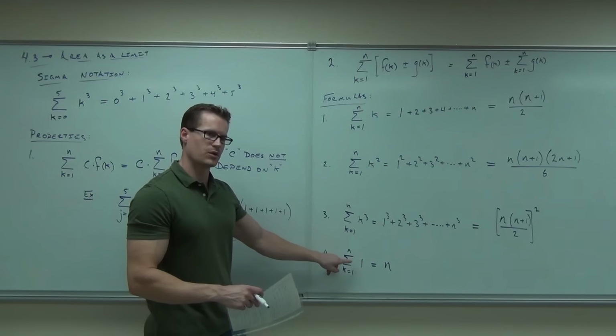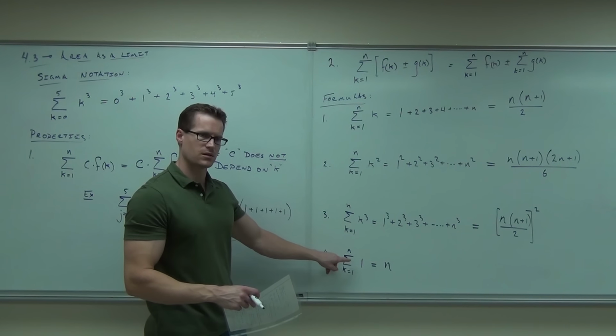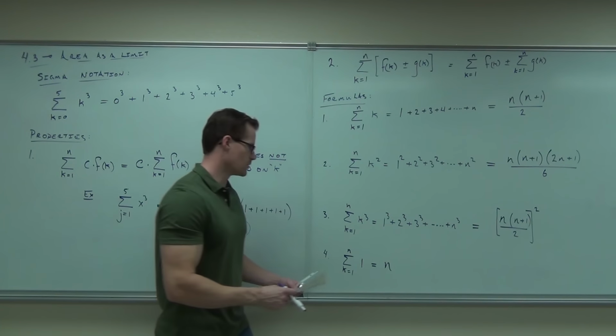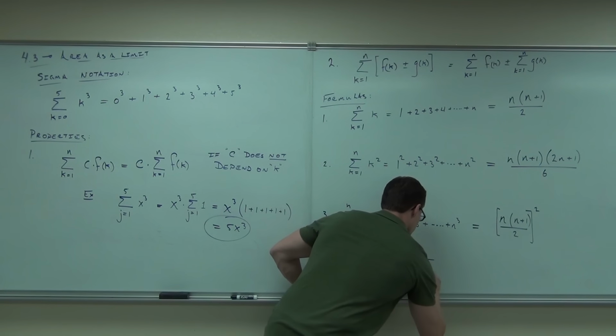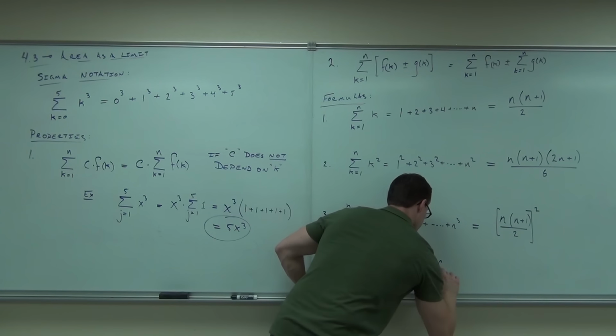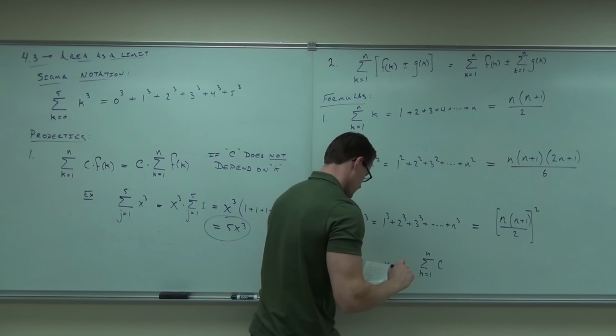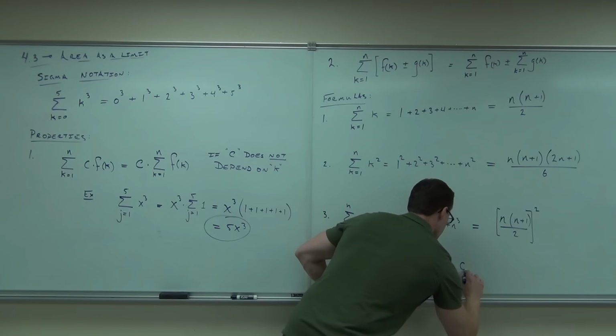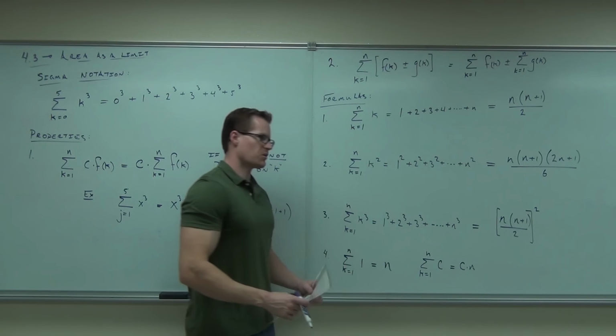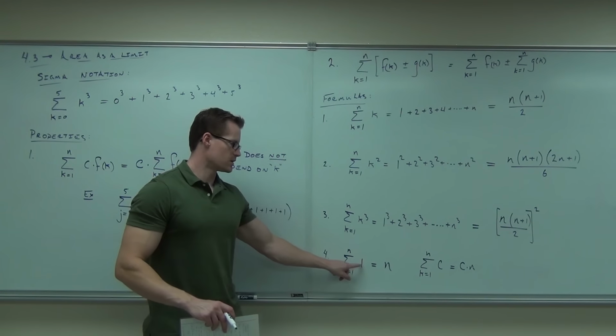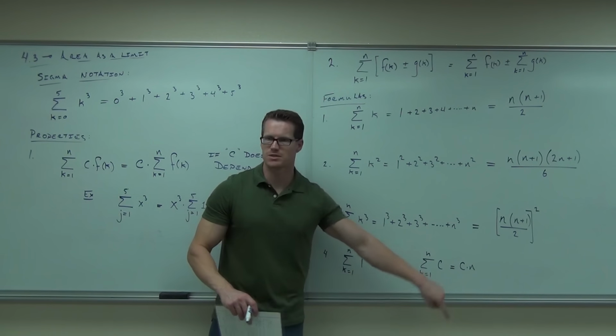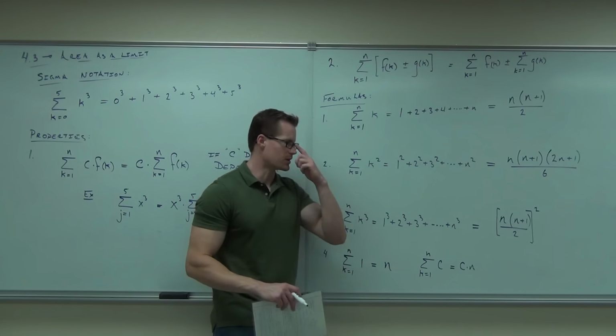Also feel okay with this one as well, yes? Even if that's a constant. These we should have memorized in the table. Would you be able to follow that as well? If 1 gives you n, c gives you c times n. So c times 1. That would be the same exact thing.